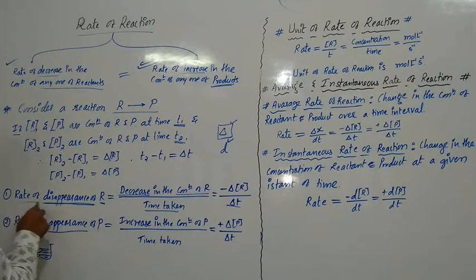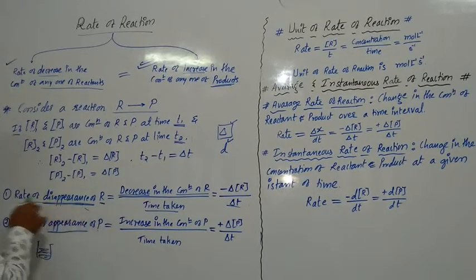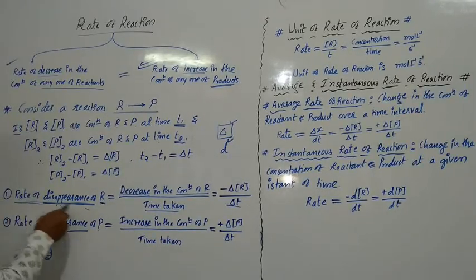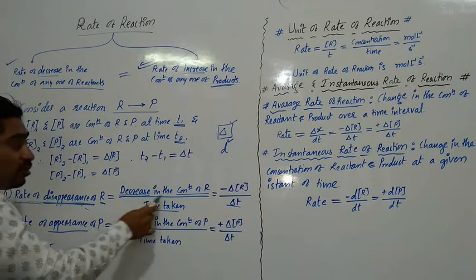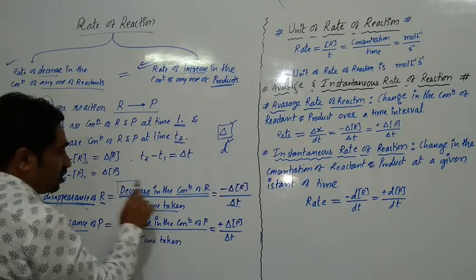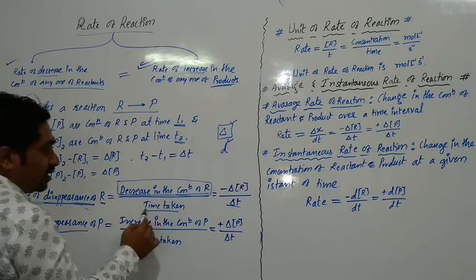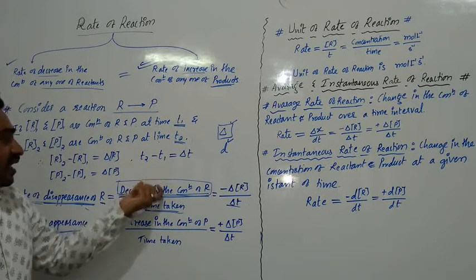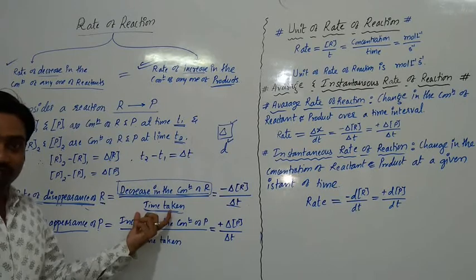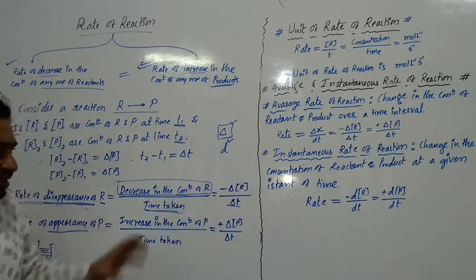Rate of reaction with respect to reactant concentration can be given as the rate of disappearance of reactant, which is equal to the decrease in the concentration of R divided by the time taken for this decrease. How much does it decrease, and how much time does it take to decrease that much? If we divide these two, we get the rate of reaction.